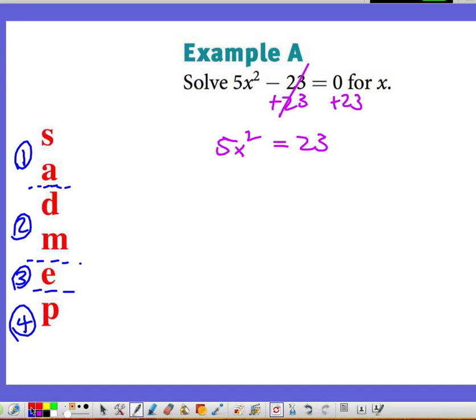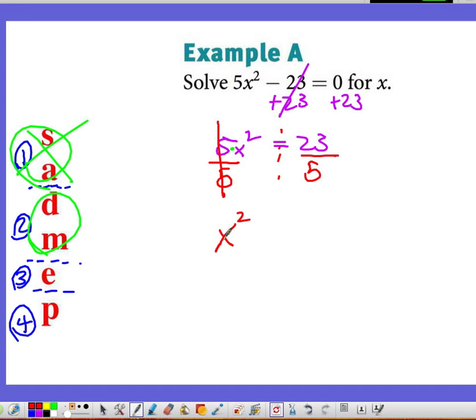Okay. We don't have any more addition or subtraction, so cross that out. Division and multiplication is my next level. As you can see, we're multiplying by 5. That's the operation between the 5 and the x squared. So the inverse is to divide by 5. Whatever you do to one side, you have to do to the other. 5 over 5 basically becomes 1, so we just have x squared. And 23 divided by 5, we'll just leave it just like this. We can't divide 23 by 5 evenly, so we just leave it as a fraction.